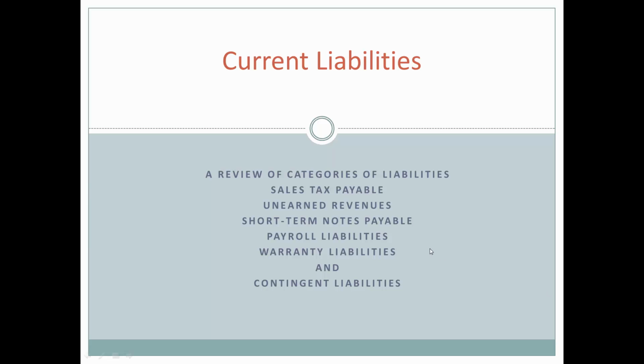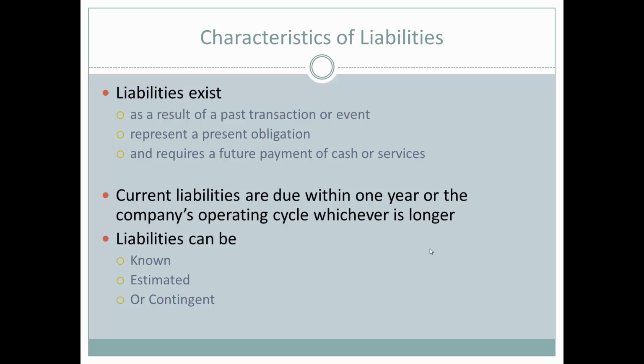Current liabilities. This is a review of the categories of liabilities: sales tax payable, unearned revenues, short-term notes payable, payroll liabilities, warranty liabilities, and contingent liabilities.